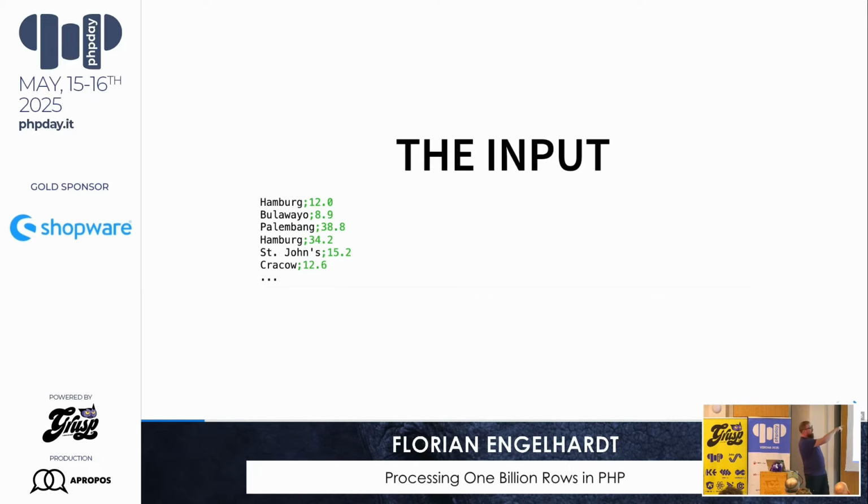Then we have the semicolon, and after that, a temperature measurement. And the temperature measurement is defined to be a non-null double between minus 99.9 and plus 99.9, omitting the plus sign. And we also know that there are a maximum of 10,000 unique station names in the entire file. So we don't know, it could be just those 6, but the maximum is defined as 10,000.